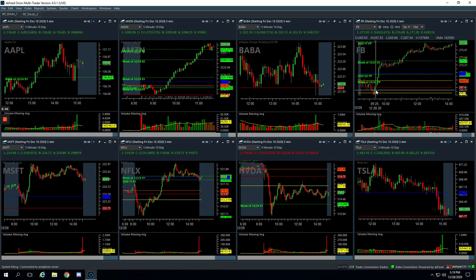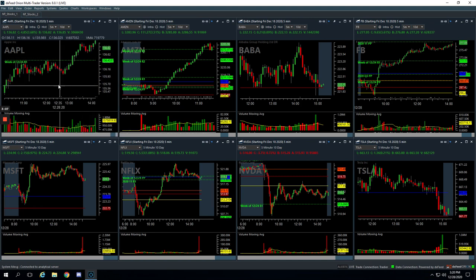And then similar in Facebook, we got short right here and then added right here, and we were profitable during this chop. And same thing here. I think the one thing I wish I would have done was, it was past 10 o'clock here, I could have got out for a tiny profit to a scratch. Instead, I let this thing run against me, thinking we would get a little bit of a reversal. Never did. So ended up getting out at this point here and taking a loss in Facebook.